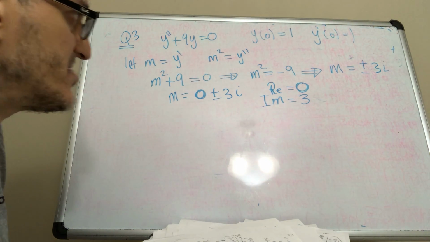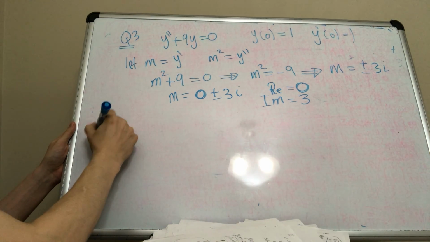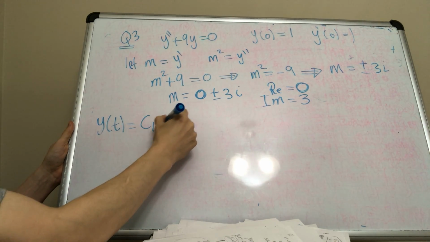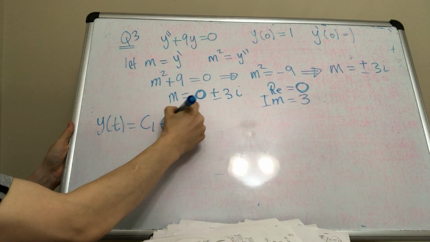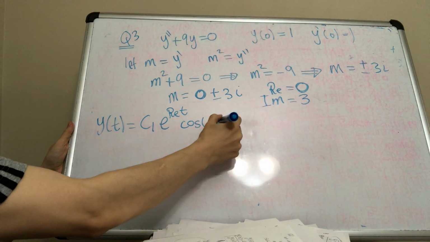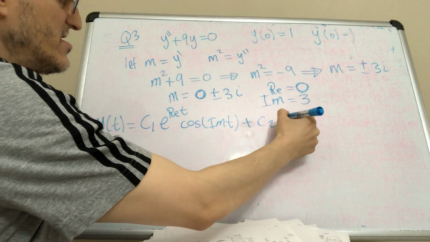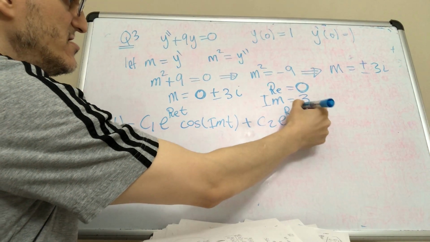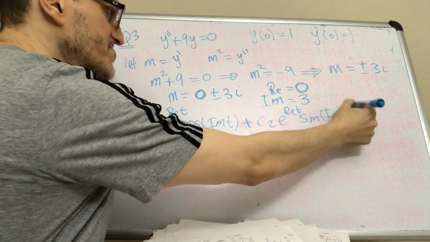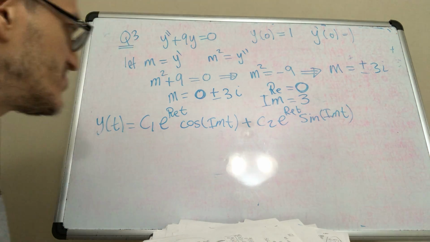So once you have real and imaginary, you can write the general solution. In case of real and imaginary, we know it's a constant C1 e to the real t, cosine imaginary t, plus C2 e to the real t, and sine imaginary t. So we plug in the information now.